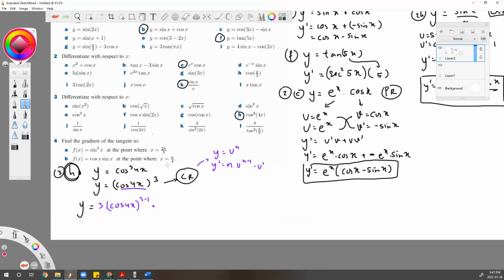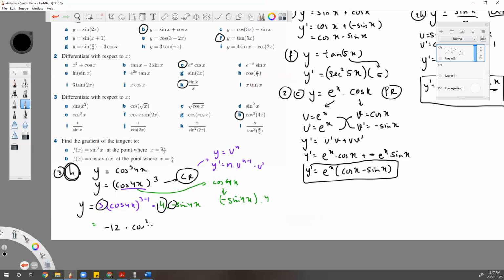Okay, I will use the other color, green. So cos 4x, what is the derivative of this? See, negative sine 4x times by the inside. So I can just write 4 times negative sine 4x. So 3 times 4 is negative 12. Yeah, 3 times 4 times negative 1. So negative 12 cos square 4x. I put back the power 2 in the cos, times sine 4x. Done.